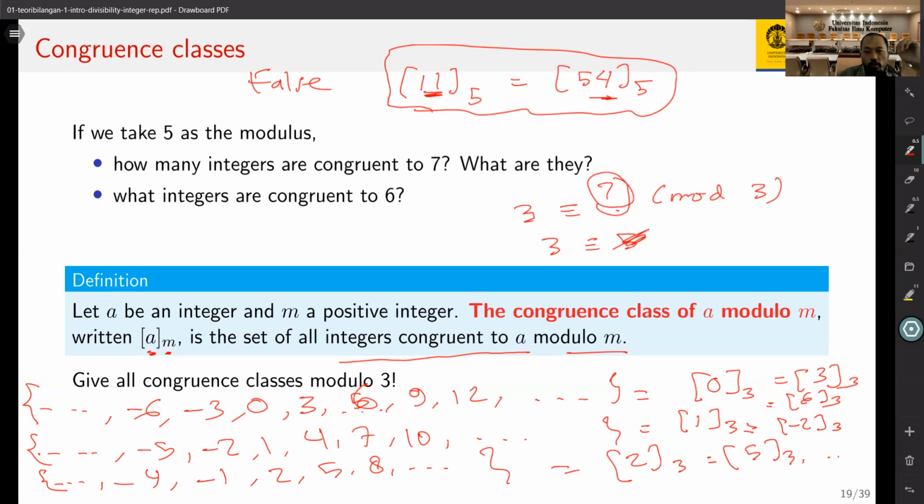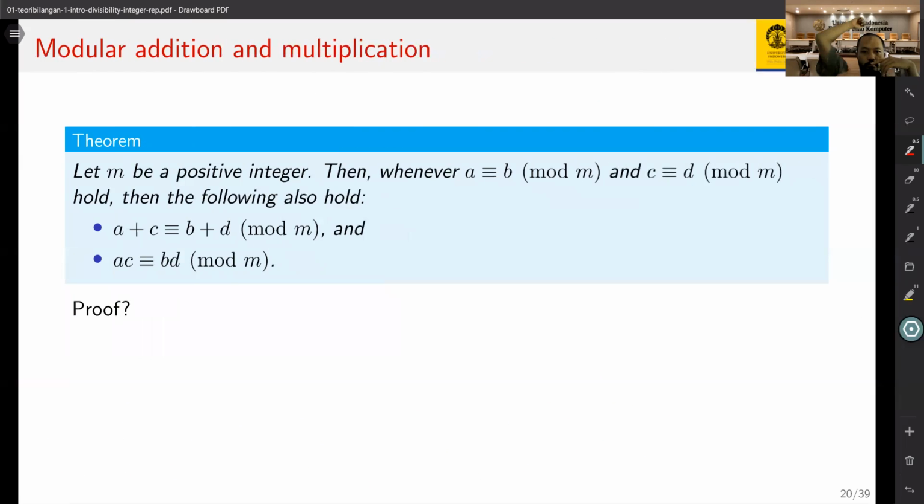What is true is probably something like 11 and, of course, for example, 51. They are in the same class. This is true. Yeah, good.